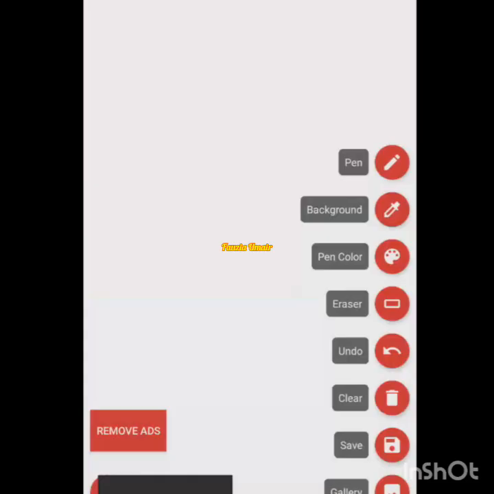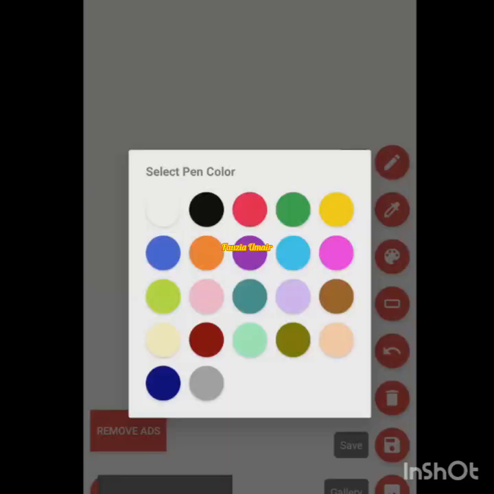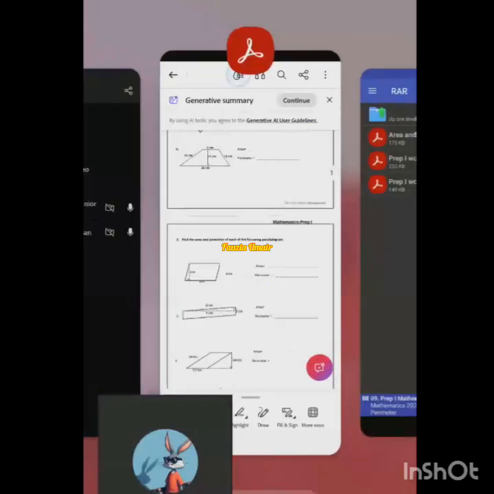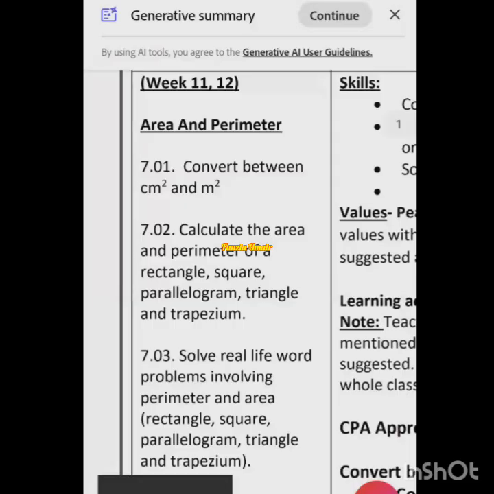So first of all, let's see what are the different shapes we need to use. We need to learn the formulas of rectangle, square, parallelogram, triangle, and trapezium. So let's start with the formulas first. Starting from square, can you tell me, Zainab, what is the area of square?